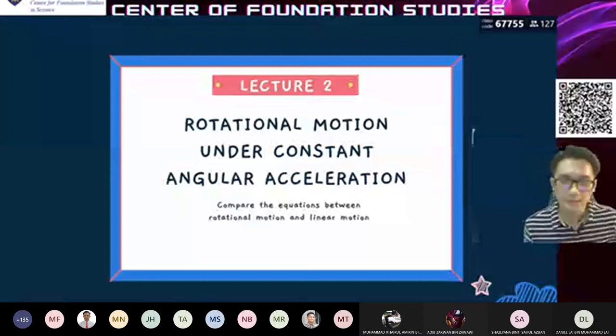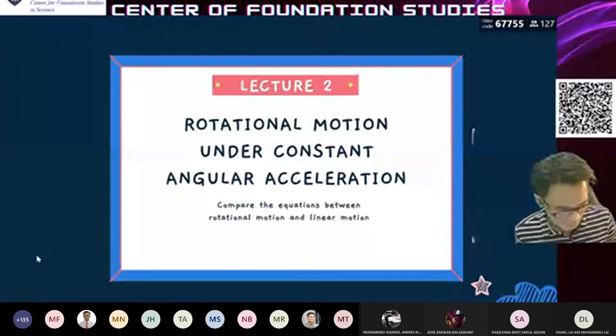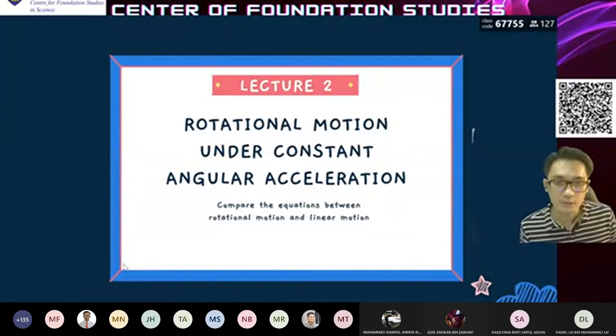Okay, that will be all untuk lecture 1, but you have to use all the information given. Tak apa, nanti kita buat soalan, so you biasakan diri dengan soalan ni untuk lecture 1 and lecture 2. Okay, rotational motion under constant angular acceleration. We can compare the equation between rotational motion and also linear motion. Kinematics one yang you already found in SPM and also in lecture 1.